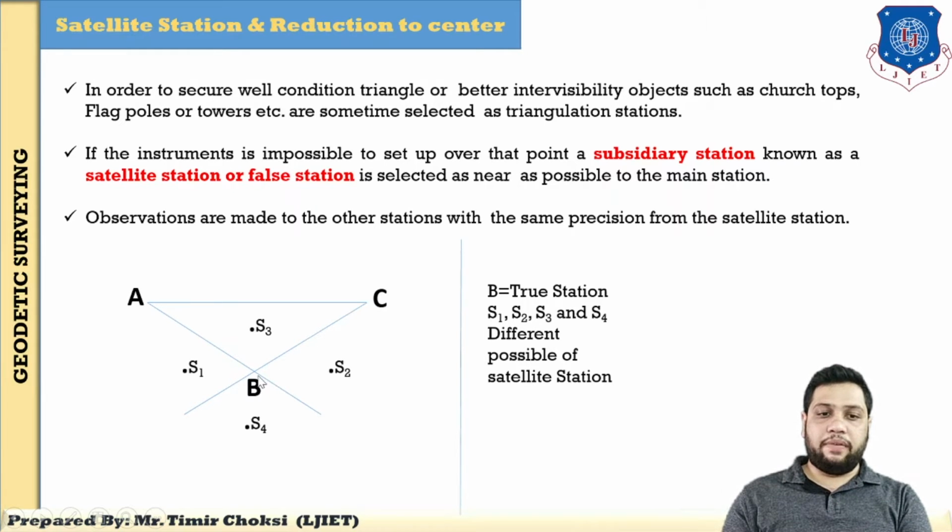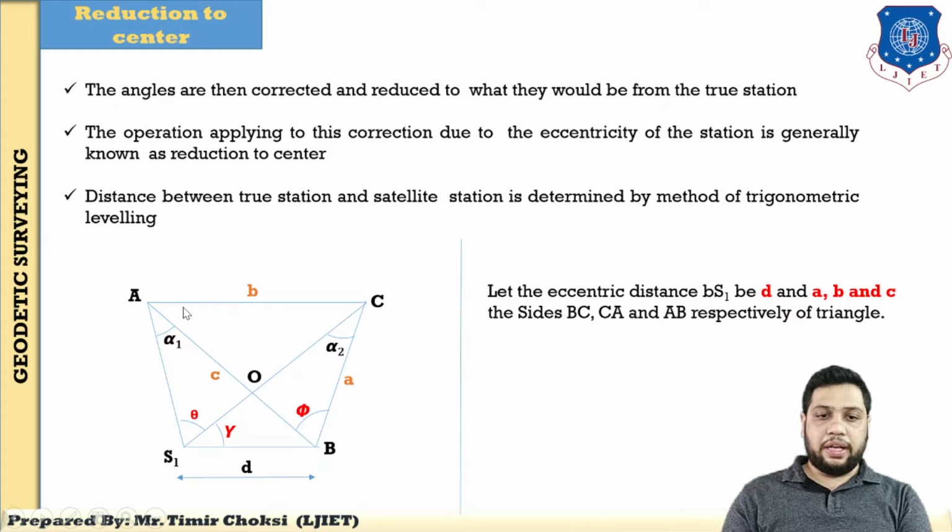Now the distance between the true station and the satellite station is small because you have arranged it near the true station. So it is called the satellite distance, false distance or subsidiary distance. Now I have taken possibility number 1. Next I have taken A, C and B as the true stations, and S1 on the left side of the true station.